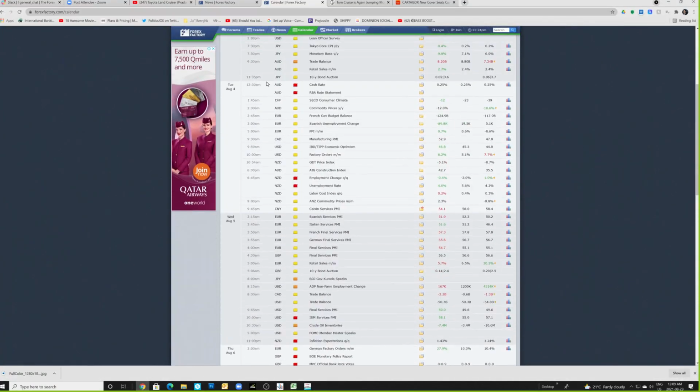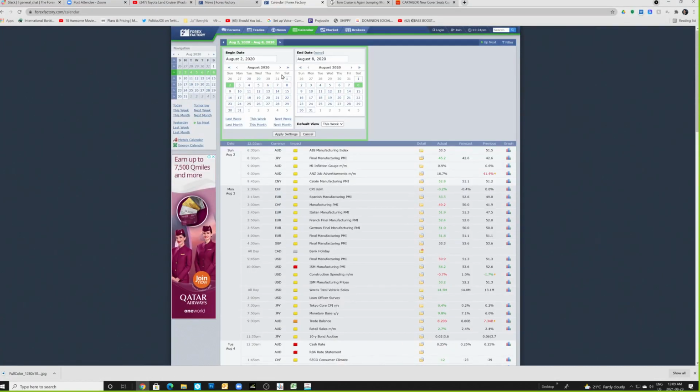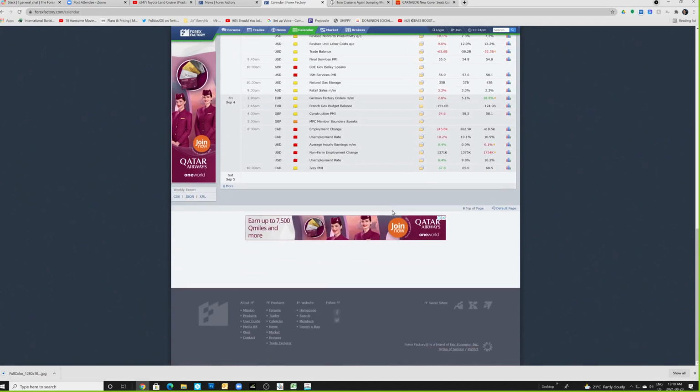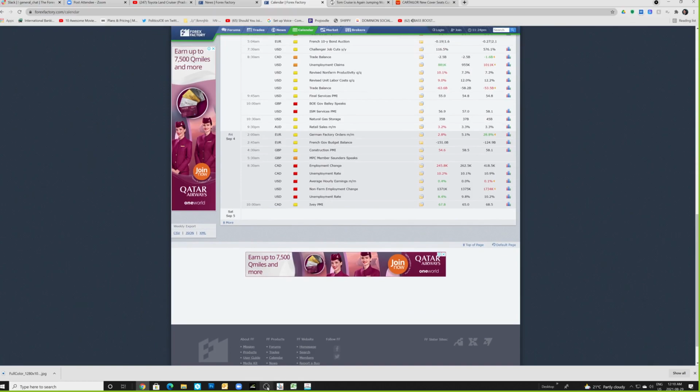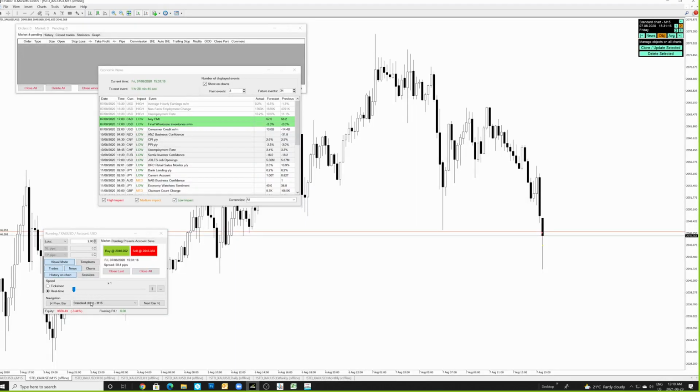Okay, let's move on towards September. September was, I think, 4th. 4th September was NFP here. NFP was 4th September. Okay, perfect. Let's move on towards 4th September.